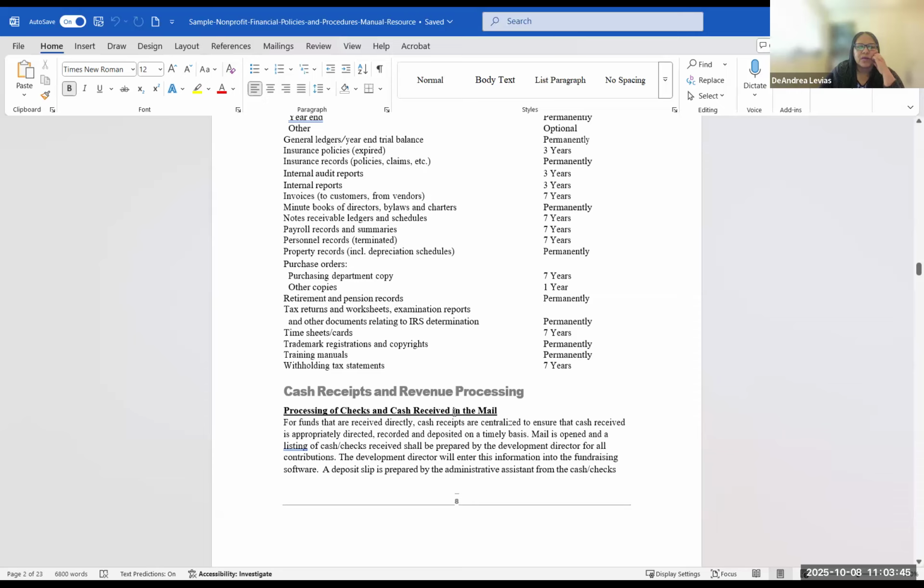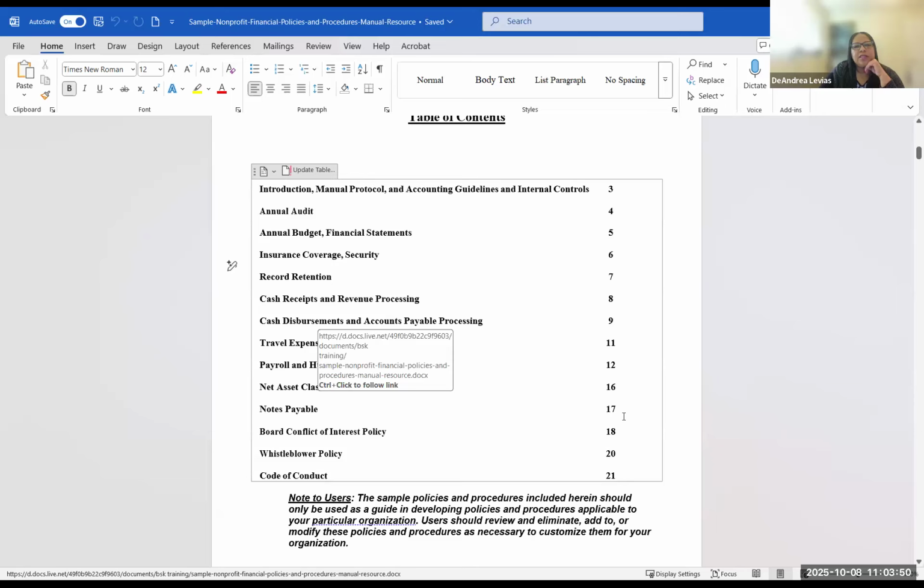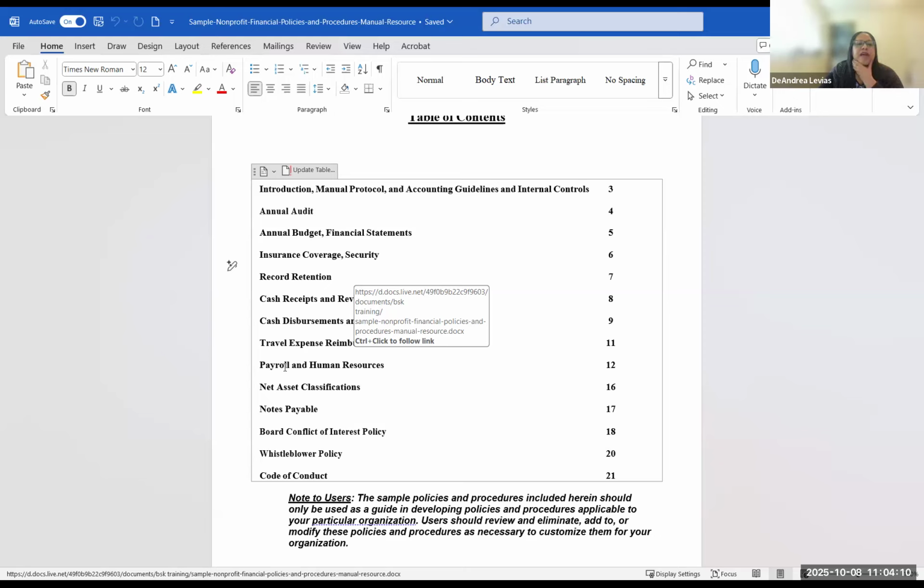Any questions on the things that should be in your accounting policies and procedures? This one even has some payroll and human resources stuff in it. Again, payroll, of course, is one of the financial areas of the organization. The human resources piece doesn't necessarily have to be in this manual, but definitely how often payroll is processed and things like that.